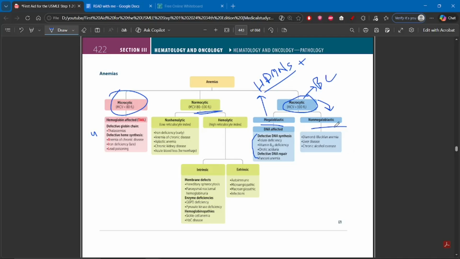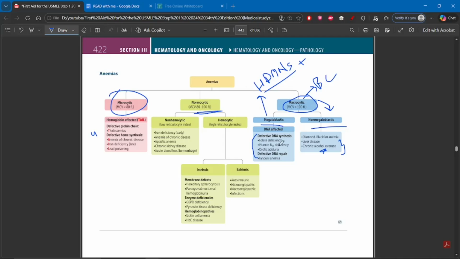The etiologies for this are Diamond-Blackfan anemia, liver disease, and chronic alcohol overuse. I would suggest remembering the last two because these are the most important. Chronic alcohol overuse is the best example. Sometimes they give you a question of liver disease and a patient with alcohol addiction, and they also give macrocytes, and this completely confuses the student because the student only remembers this arm of the table. They only remember megaloblastic anemia. So macrocytes, big RBCs, big cells, can be present without DNA damage.